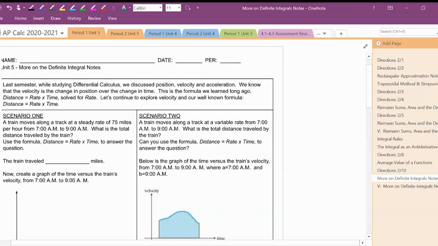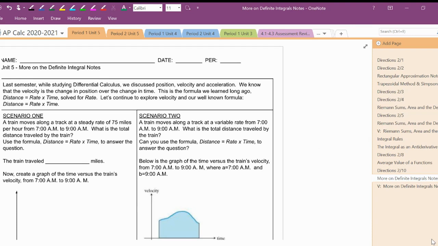About our definite integrals. If we recall when we started talking about our derivative last semester, we discussed the concepts of position, velocity, and acceleration. And we know that velocity is the change in position over change in time.